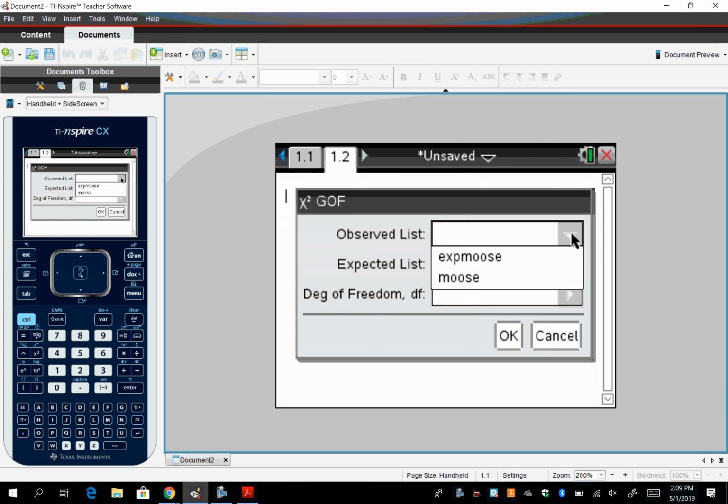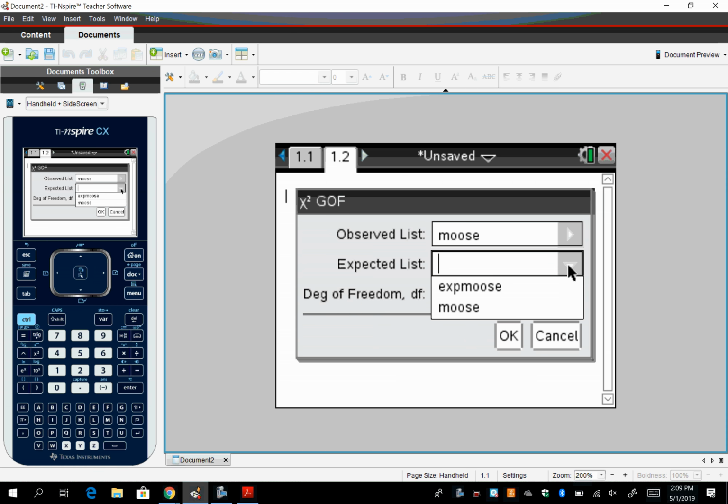What is our observed list? Moose. Our expected list, expected moose. And then degrees of freedom. This is the number of categories minus 1. How many habitats were there? 4. So 4 minus 1 is 3. I know you're thinking sample size, but the 117 is just all the moose. That's not a sample. It's just how many moose we see. So it's going to be 3. Think back to our M&M's example. We did the number of colors minus 1. Okay, hit OK.